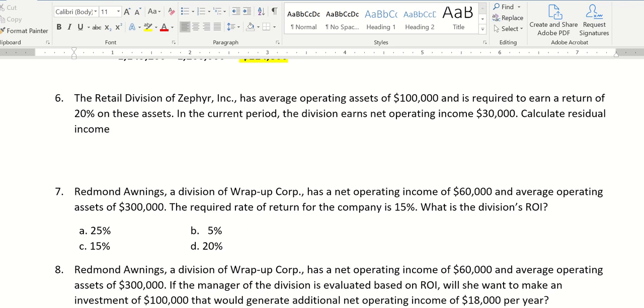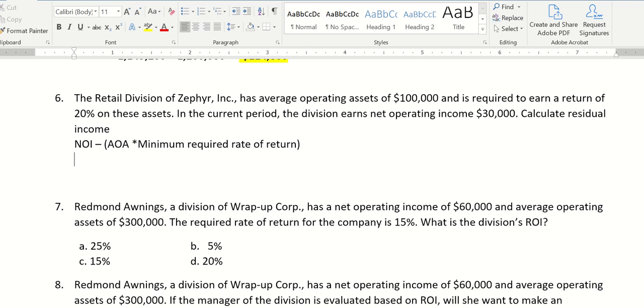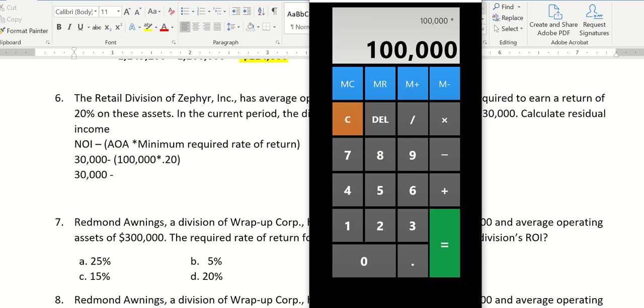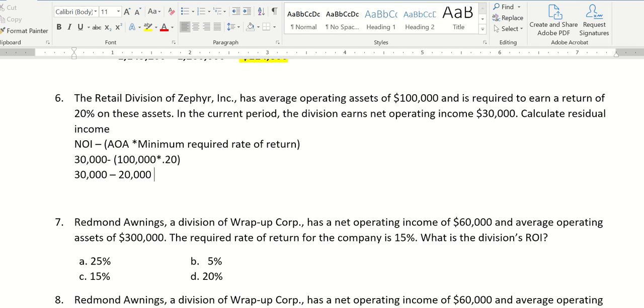So we're just calculating residual income again, and that's NOI minus AOA times the minimum required rate of return. So we have 30,000 minus 100,000 times 20%. 100,000 times 20% is probably just 20,000, but you can always use a calculator to double check yourself. So our residual income is 10,000.